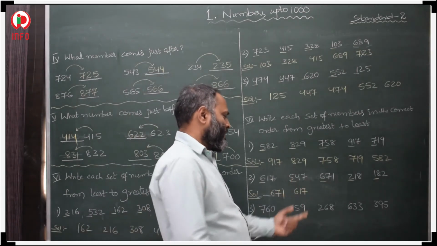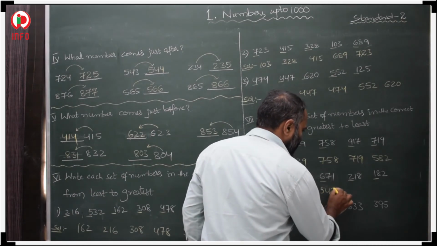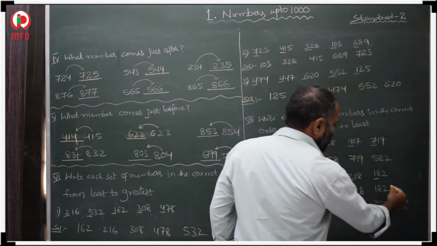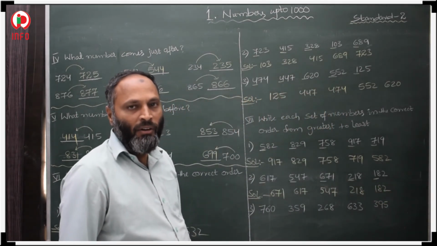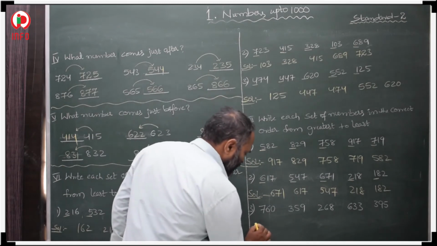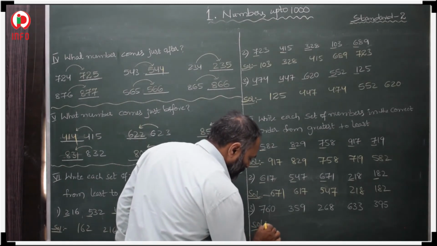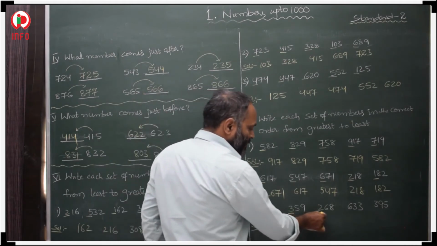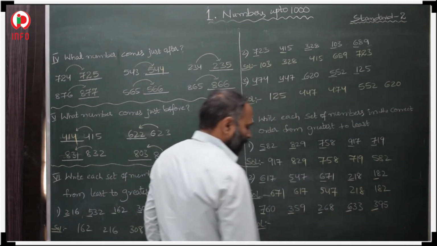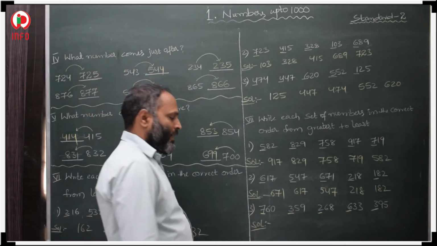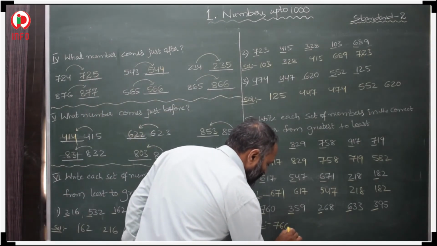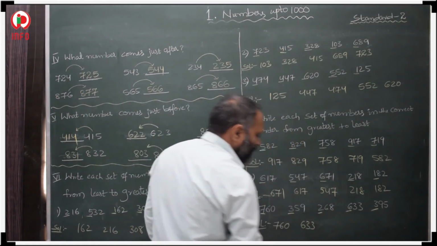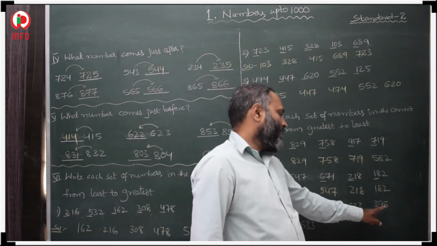Next 547 is bigger, then 500. Then after that 218. The least is 182. Next, our last question. In this, the hundreds place values: 7, 3, 2, 6, 3. 7 is the highest one, the greatest one. 760 first. Next after 7, 600, 633. Next 300s: 359, 395.